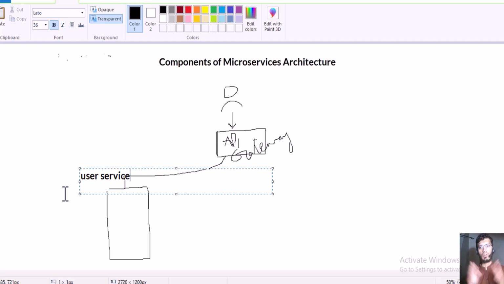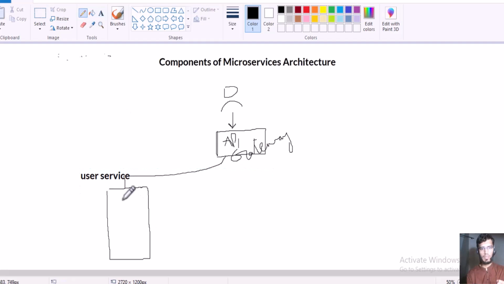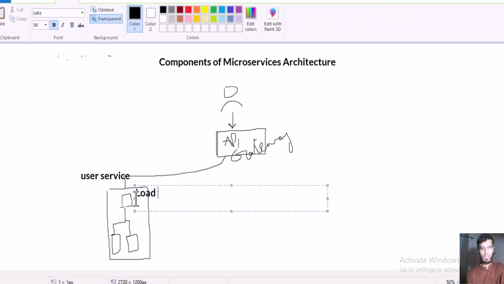So to handle large scale traffic and to distribute it efficiently, we use a load balancer in a service to enhance availability, throughput and reliability. So here comes our load balancer that distributes our traffic to a healthy instance. Okay, so this is the third component of microservices architecture, that is known as load balancer.